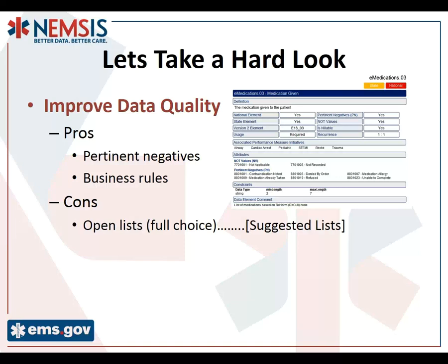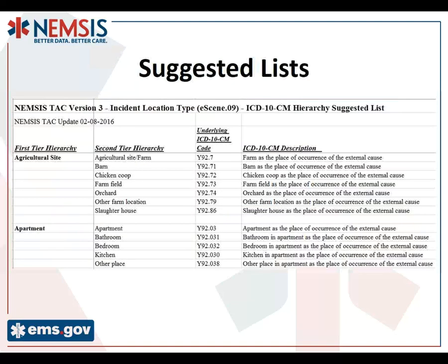One of the cons is that, for example, the elements in version 2 that had these truncated lists of value choices, we decided to open up those lists completely and to use national value standards to fill those elements. So, for example, incident location has gone from 12 possible values to hundreds and hundreds of values using ICD-10-CM. And that really hasn't worked real well. We've had real difficulties with that.